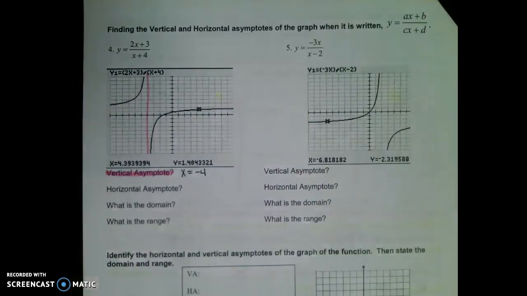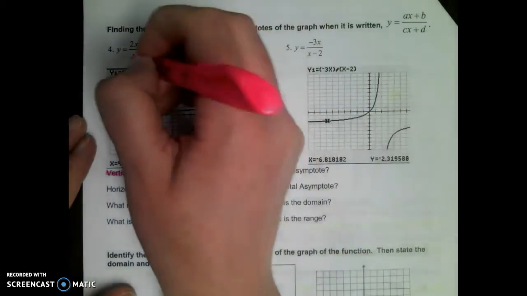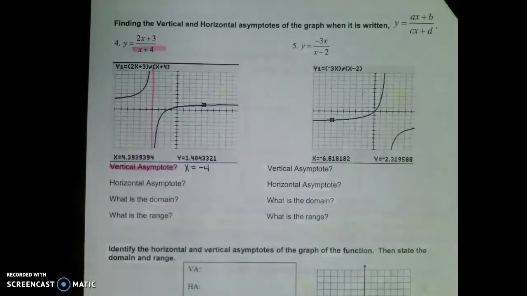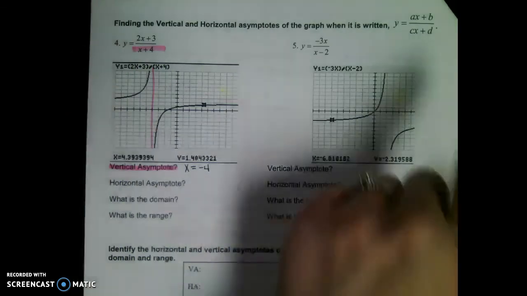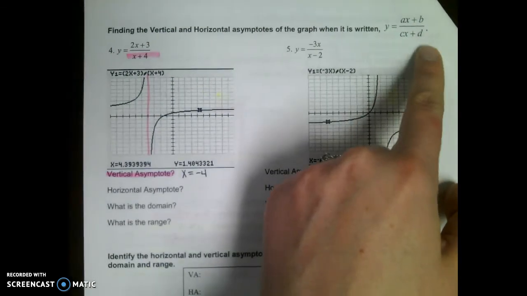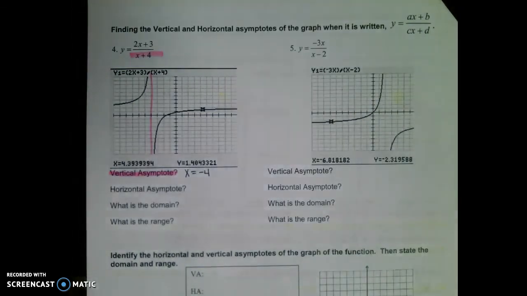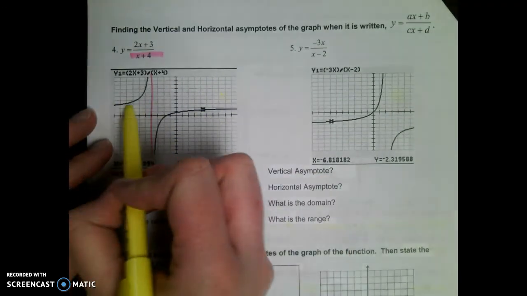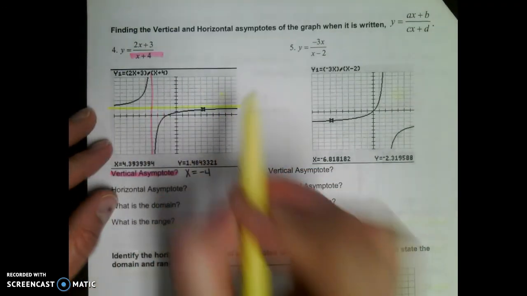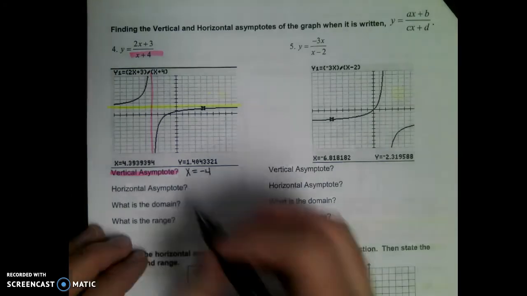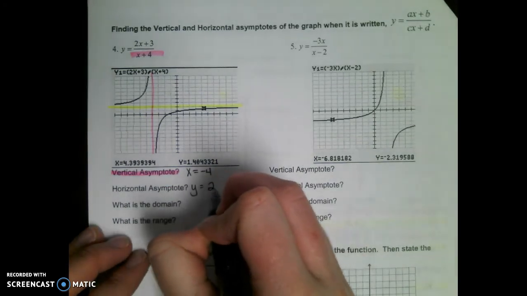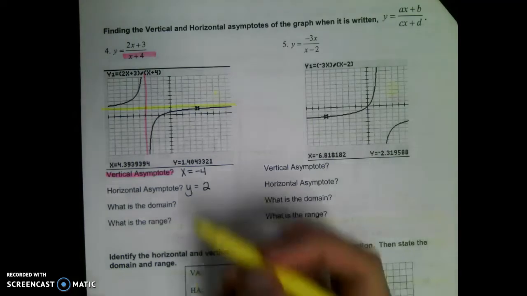Do you see negative 4 somewhere in that equation? On the bottom. The vertical asymptote is still when the bottom would equal 0. Even if it's complex and says something like 2x plus 5, if you put the bottom equal to 0 and solve that equation, that will give you the vertical asymptote. The horizontal asymptote here is 2. Y equals 2. Where do you see 2 in that equation?